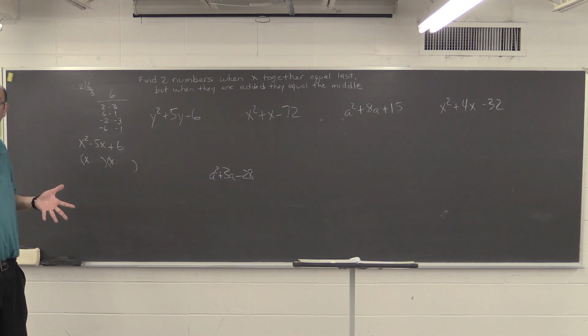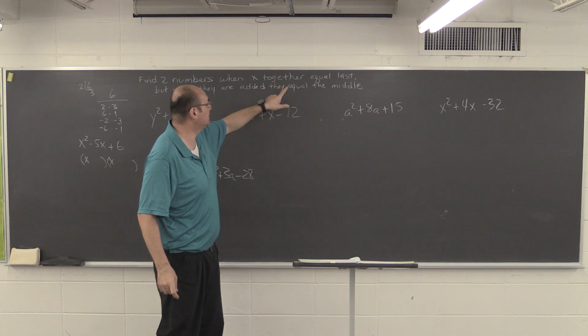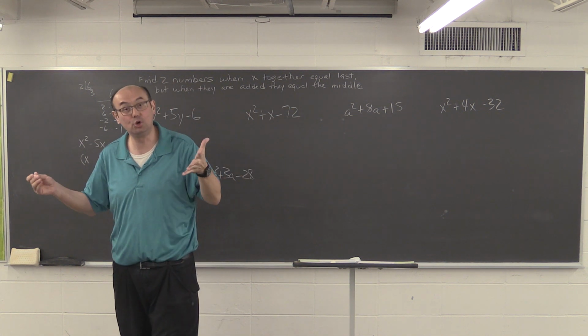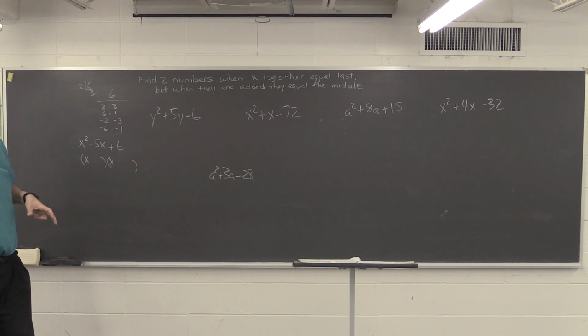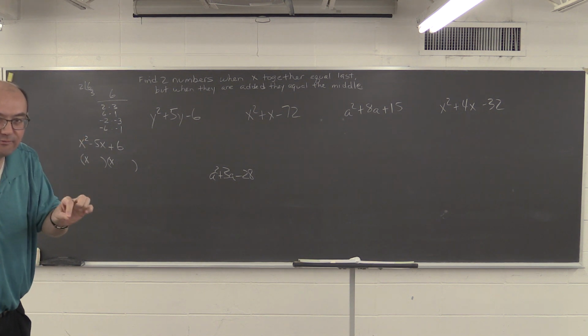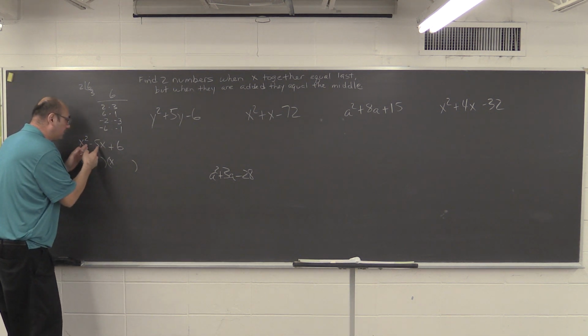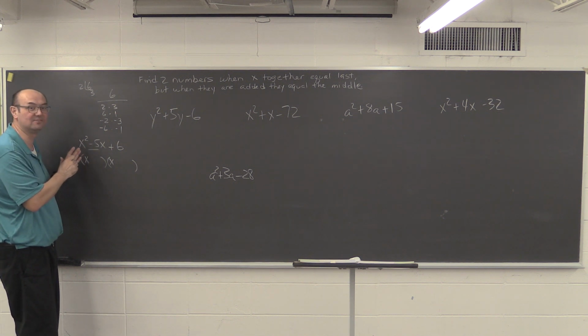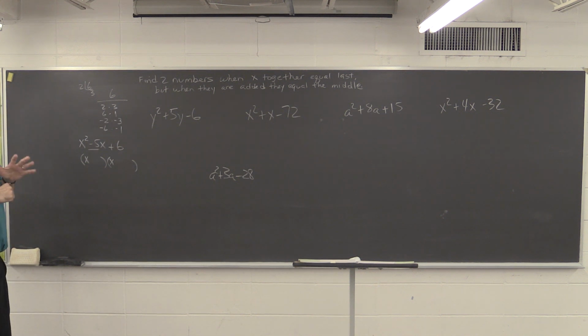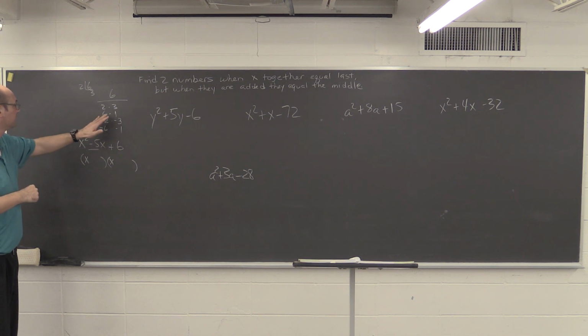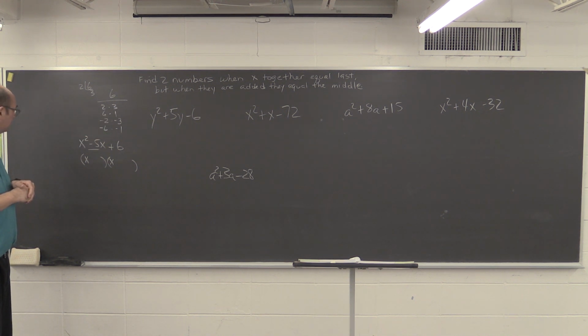Okay? Now, in the second part of our rule, when they are added, they equal the middle. So all we have to do is simply take each individual set and add them together, and which set of the 4 gives me the middle number, negative 5. So 2 plus 3 is 5. But 5 is not negative 5. 6 plus 1 is 7. That's not negative 5. Negative 2 and a negative 3 added together.